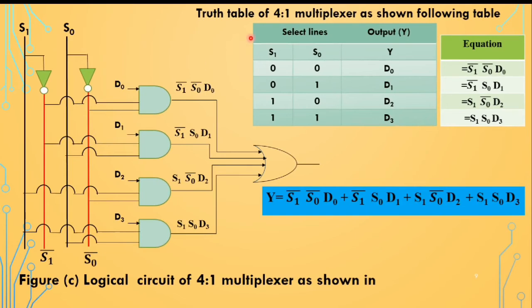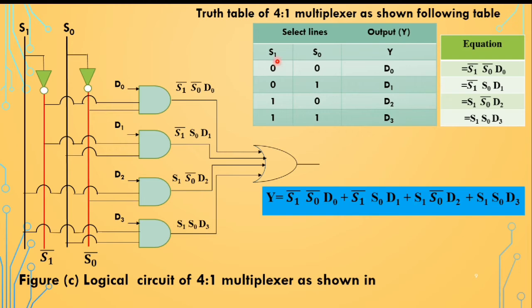So the truth table of the 4 by 1 multiplexer is as shown, and the equation regarding this we have taken. So finally we will get this equation. How will we get this equation? Suppose here we are using 4 input data lines, so there are 4 possible combinations.